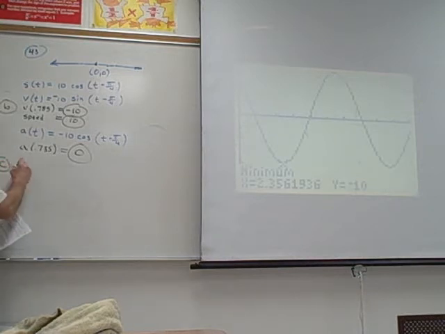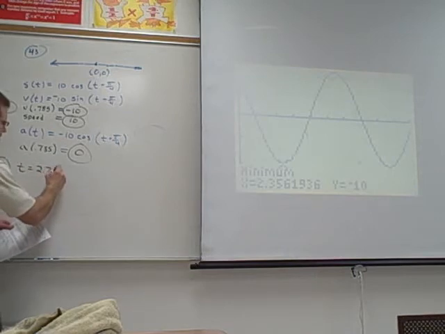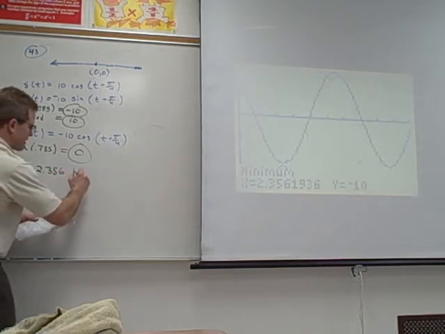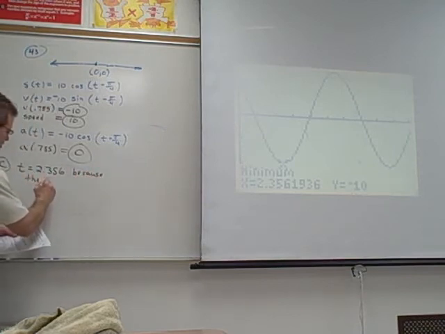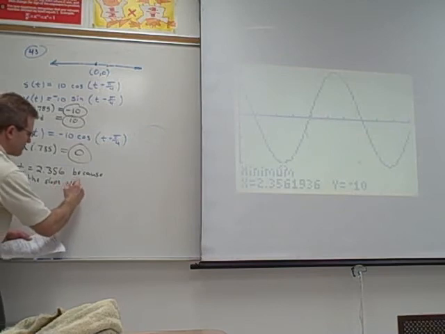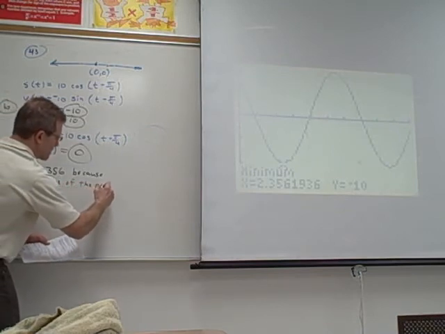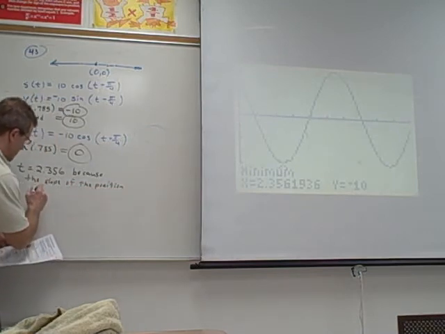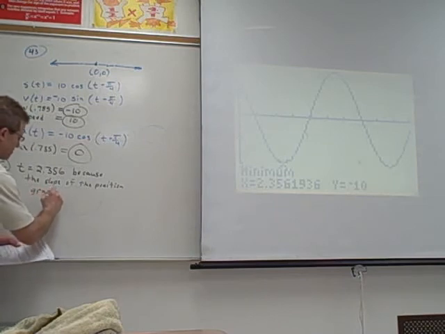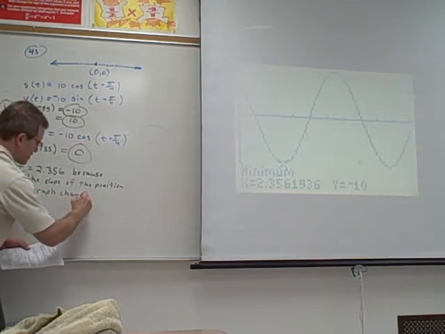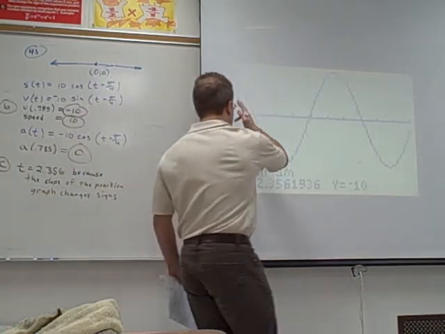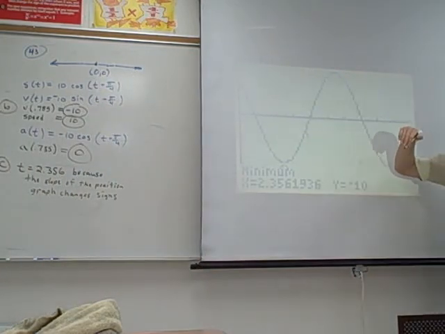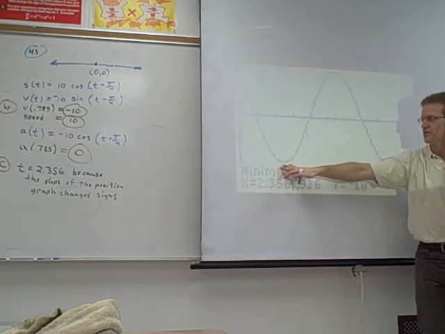So the answer, T equals 2.356, because the slope of the position graph changes signs. In other words, the slope went from negative to positive here. So that's the first time that it switches direction.